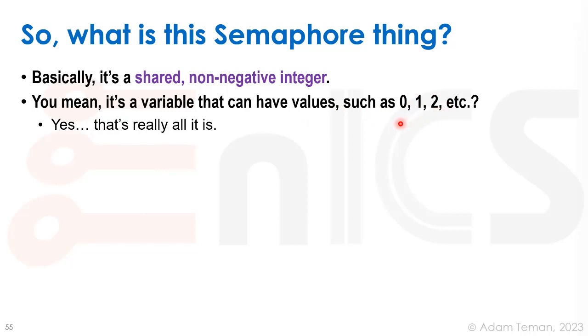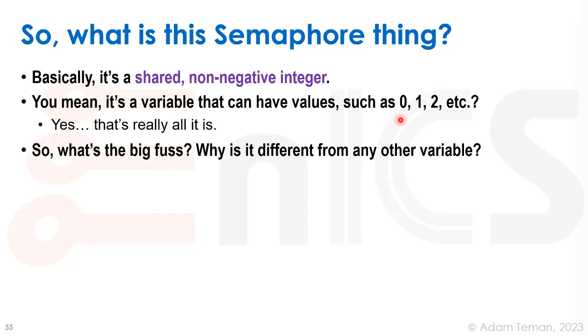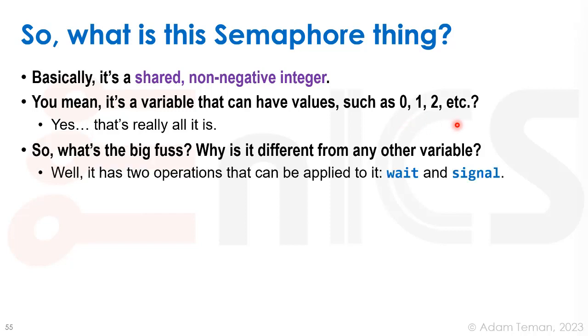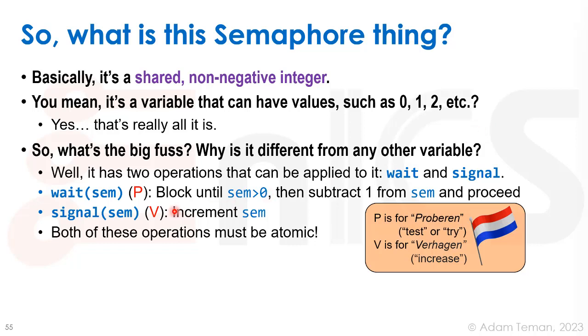The big deal about this semaphore is it's just an integer. Okay, so what's the big fuss? Why is it different from any other variable? Well, there are two operations that can be applied to it. One of them is called wait, and one of them is called signal. So wait means that we're going to block, we're going to spin lock, busy wait, until the semaphore variable is larger than 0. And then once it's larger than 0, we're going to subtract 1 from it and proceed. The signal operation is just going to increment it. So this is the big deal. And both of these operations, wait and signal, must be atomic.